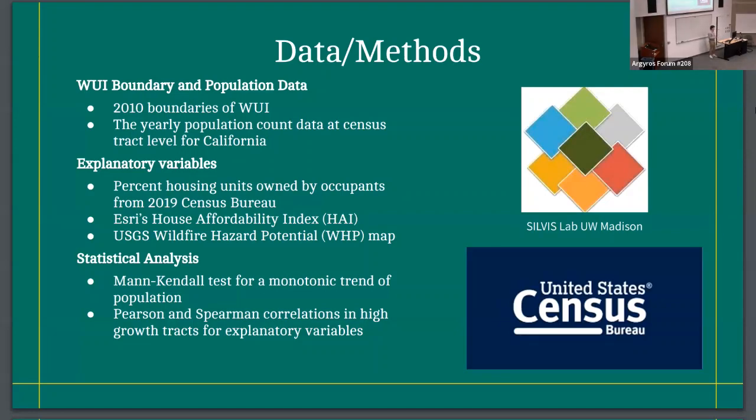And just to go briefly over the statistics, we use a Mann-Kendall test for monotonic trends. We tried doing linear regression, but we found that populations aren't moving to these areas in a linear fashion. It's happening slow, then fast, and slow again. So using a monotonic trend helps us capture the significance of this change. And for those explanatory variables, we used Pearson and Spearman correlations, so that's a linear correlation and a monotonic correlation, to see the differences there.